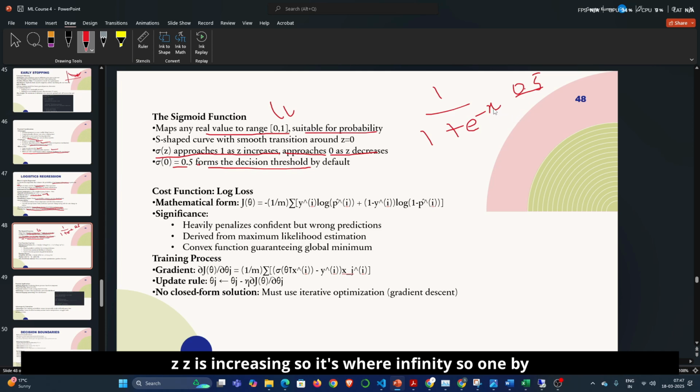When z is increasing towards infinity, e to the minus z goes to 0, so 1 by 1 gives 1. But when z decreases, e to the minus z becomes big, the overall number becomes big, so 1 over it will become 0.